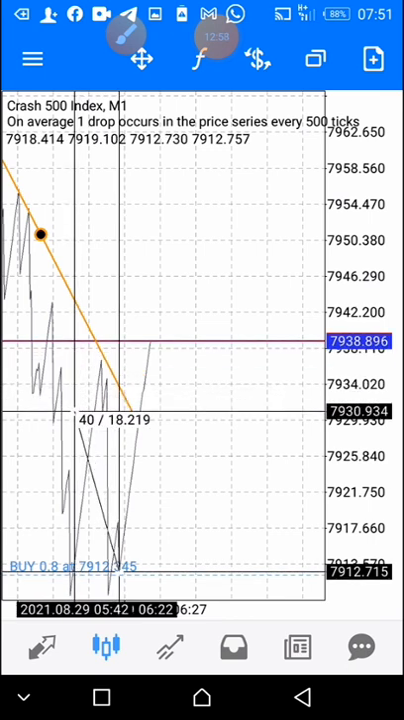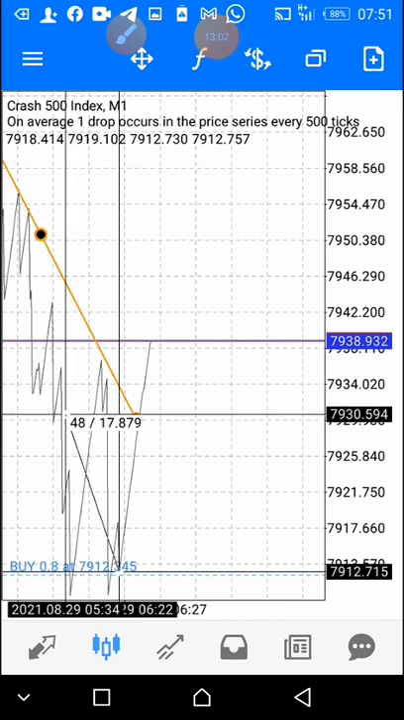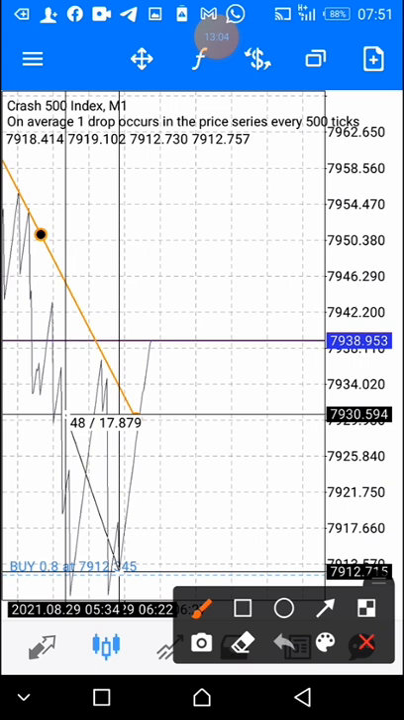It spiked until it came here. Okay, that is it, guys. That's how it happened. I took that trade. I wanted to catch the spike here, and then it spiked.